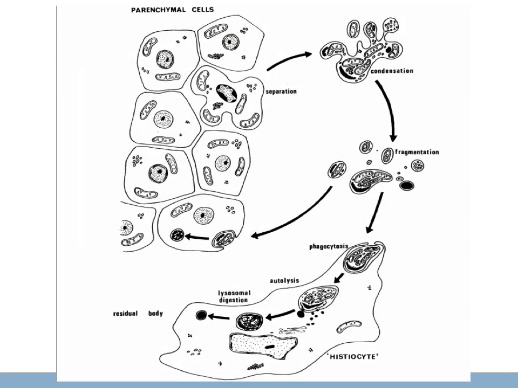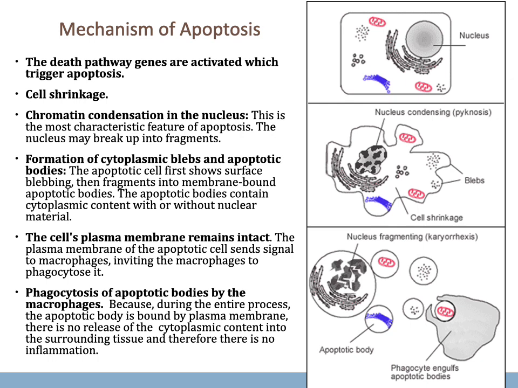Now, how does apoptosis happen? When the death pathway genes are activated, this triggers apoptosis, and essentially think of it as the cell shrinking itself. Chromatin condenses to become more dense, and it undergoes fragmentation called karyorrhexis. Initially there is condensation or pyknosis, and then there is fragmentation known as karyorrhexis.